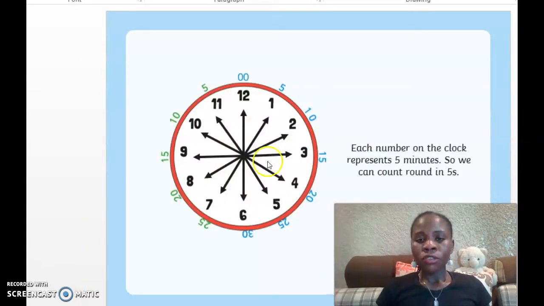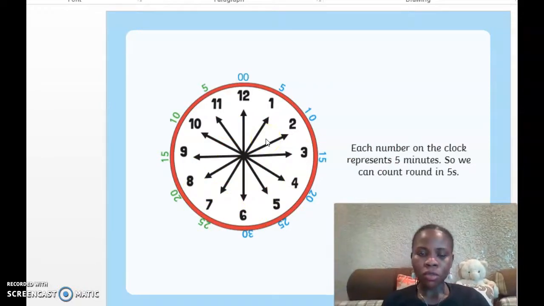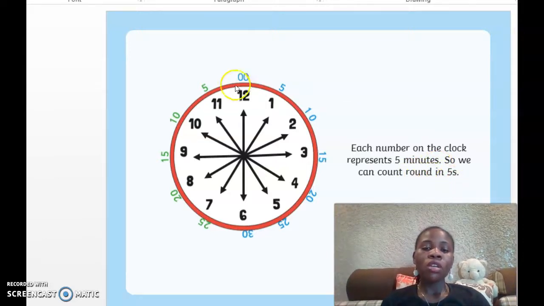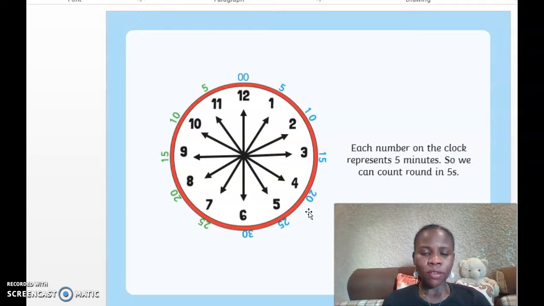So when you check on each clock face, most of the time we are used to a clock face running from 1 to 12. Each number on the clock face represents 5 minutes, so we can count round in fives. When you count in fives, those ones represent the minutes. The inside numbers 1, 2, 3 up to 12 are the 12-hour clock, and the outside ones we say in 5 minutes. So at 1 we'll have 5, at 2 we'll have 10 minutes, at 3, 15. It means we are counting in fives.